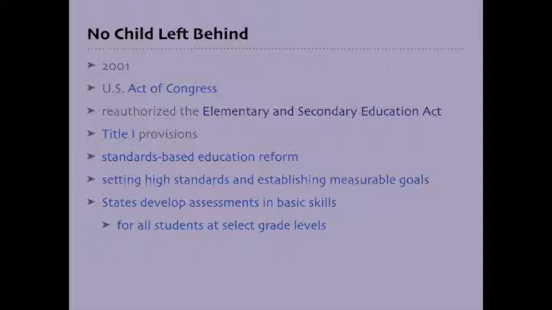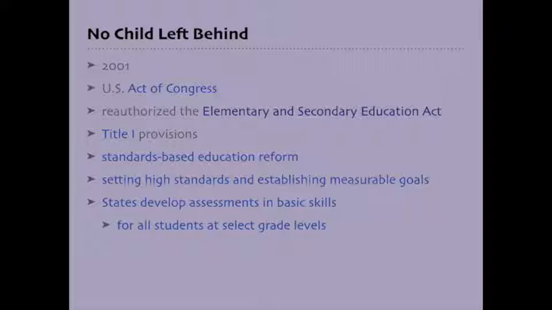The last case is No Child Left Behind in 2001. A U.S. Act of Congress that reauthorized the Elementary and Secondary Education Act. It included Title I provisions applying to disadvantaged students.